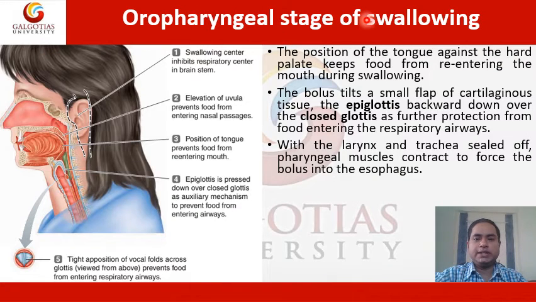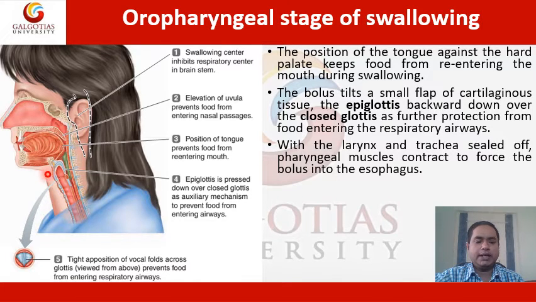The oropharyngeal stage of swallowing involves 5 complex processes. First, the swallowing center inhibits the respiratory center in the brain stem during the swallowing process. Second, the elevation of the uvula prevents food from entering the nasal passage. Third, the position of the tongue prevents food from re-entering the mouth.